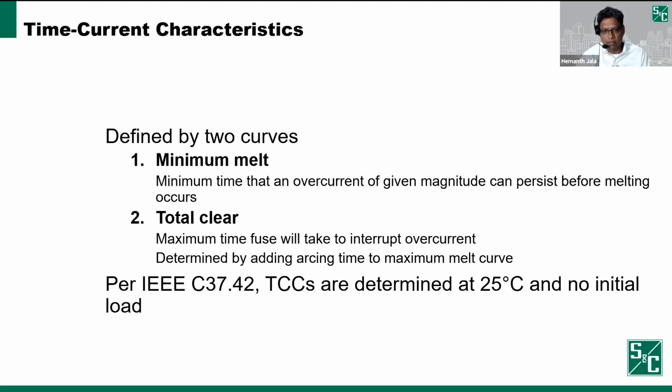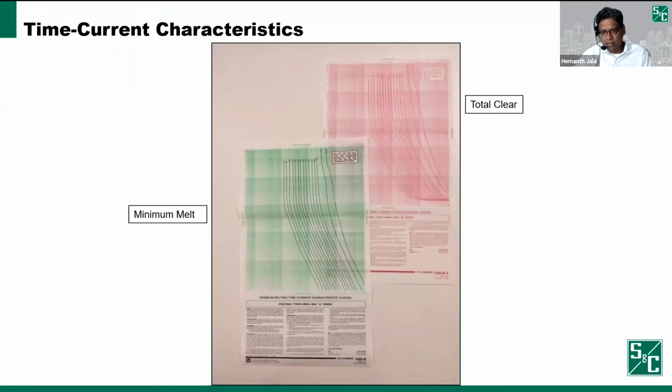Some of the TCCs are defined in the standards. For example, a K speed and a T speed for fuse links are defined in the standard. Manufacturers make different types of TCCs, but all TCCs are to be tested and determined at no load and at room temperature. All the manufacturers that manufacture fuses provide TCCs in various forms.